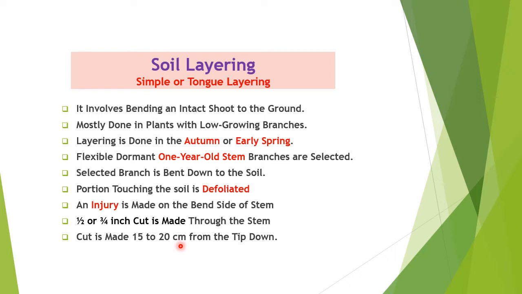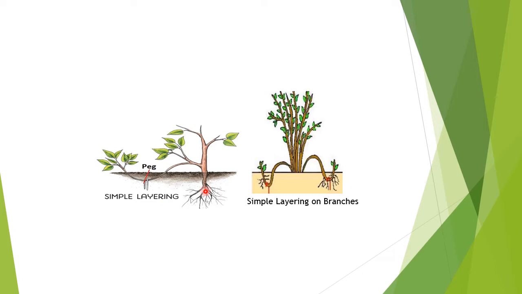So in simple layering, you are taking what? You are taking a one year old shoot and you are bending it down, first defoliating the area which is to be bent in the ground, and then you are making a small injury which will be 15 to 20 centimeters away from the tip. So you have a simple layering this way. You are taking a shrub or a plant, and the lower branches are pegged down here and the tip is away from this area, or you can take two branches which will be bent down into the soil. This is a simple way of layering.